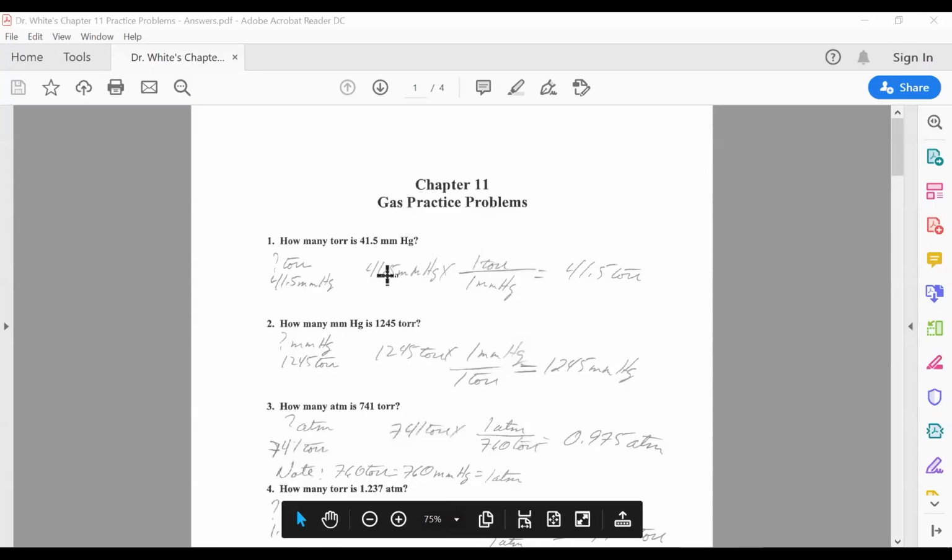All right, so here's what you have to start with. You're trying to get to torr. You put whatever you're trying to get to on top, get rid of underneath. It's 1 to 1. These are exact numbers, same answer.